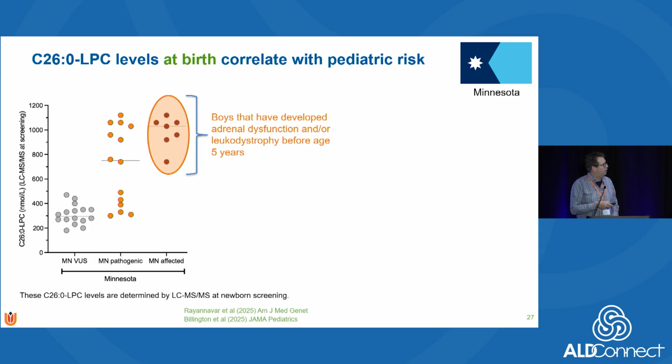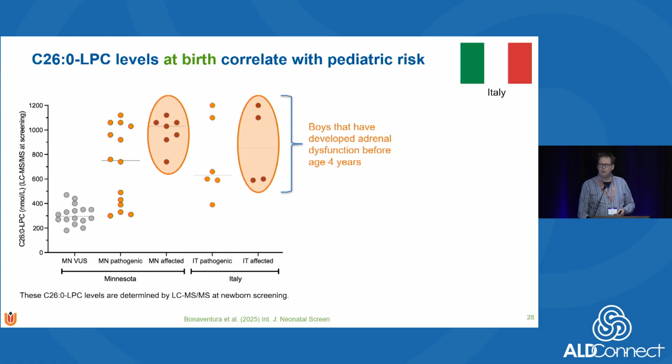And these are the data from Minnesota. Minnesota identified individuals with a VUS, they're over here. Individuals with a pathogenic variant, they're over here in this group. And then they monitored who developed symptoms in the first 5 years of life. These are the boys that have developed either adrenal dysfunction or cerebral LD before the age of 5 years. And you can clearly see that these are in the upper range. And this was confirmed by the study in Italy.